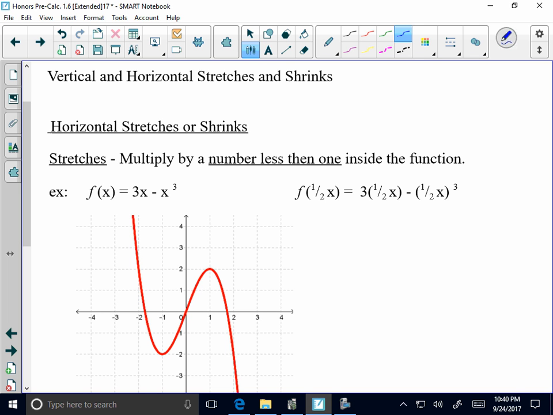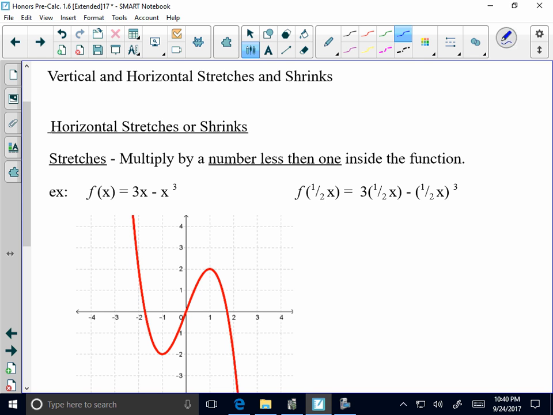So right here, we've got f of x equals 3x minus x cubed, right? And what we're saying is that if we multiply by 1/2 x, so f of 1/2 x, which would be 3 times 1/2 x minus 1/2 x cubed, then we would see a horizontal stretch of the function, right? The function would stretch horizontally.